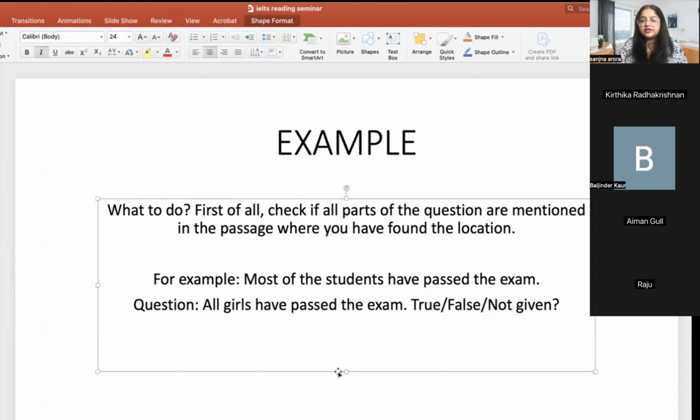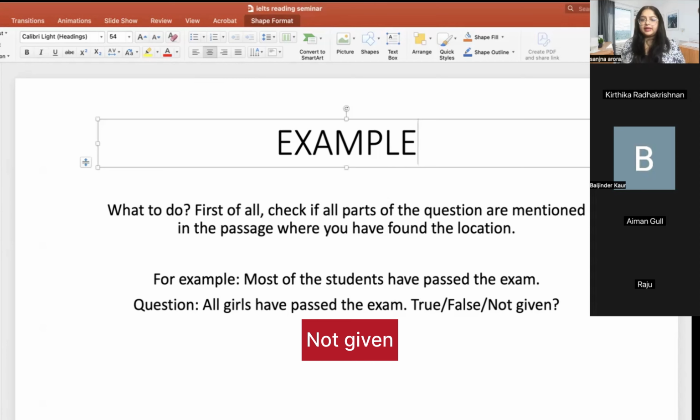So the answer to this question is not given. Now let's see why not given is correct. The statement says most of the students have passed the exam. That means that if there were 100 students in the class, 80 students have passed the exam. Correct?